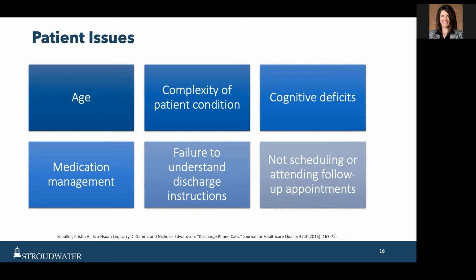Not scheduling or attending follow-up appointments. Are we making those post-discharge follow-up phone calls to make sure that those patients are getting seen for their follow-up appointments? Some of these things, although they may be patient issues, are some things that we in our hospitals can help minimize a bit.